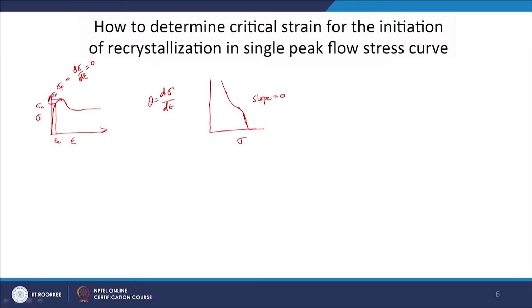Another interesting thing is that if I want to plot the same curve for a DRV curve, it will be a simple curve like this. There will not be any inflection point, because if you remember for dynamic recovery, we showed curves like this: some strain hardening and then the steady state condition. So, on this type of curve, theta versus sigma, it will be just one straight line, whereas in recrystallization you will see an inflection point like this.